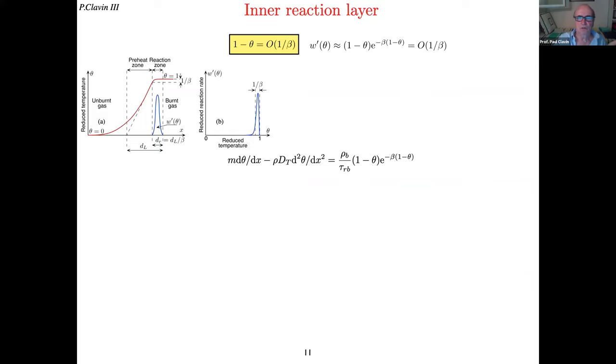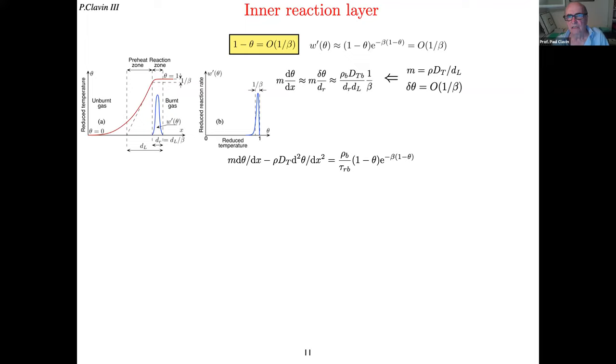So now the problem is reduced to solving the inner reaction zone. So here is the problem. Now, let's have a look at each term of this equation in this inner zone. We call the inner zone the reaction zone and the outer zone the preheat zone. So the first term to be analyzed is this convective term. And this is m times the variation of theta divided by the thickness of this zone.